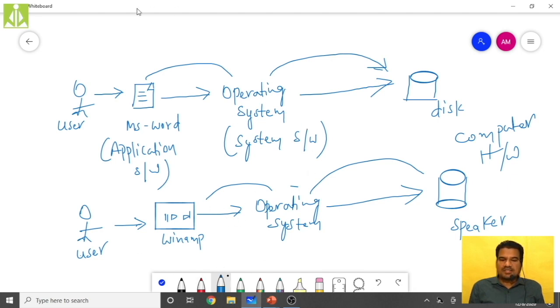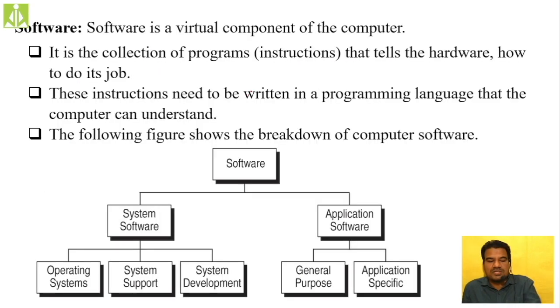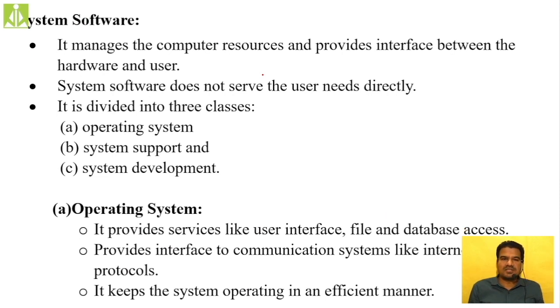So, the generalized category, hopefully you understood. Software is divided into two types: the first is system software, and the second is application software. This way you have to remember what is system software and what is application software. Quickly we go to the slide. System software is in turn divided into three categories: operating system, system support, and system development. Application software again has two types: general purpose and application specific. We will discuss all these things in detail, system software as well as application software. First we start the discussion with the system software.